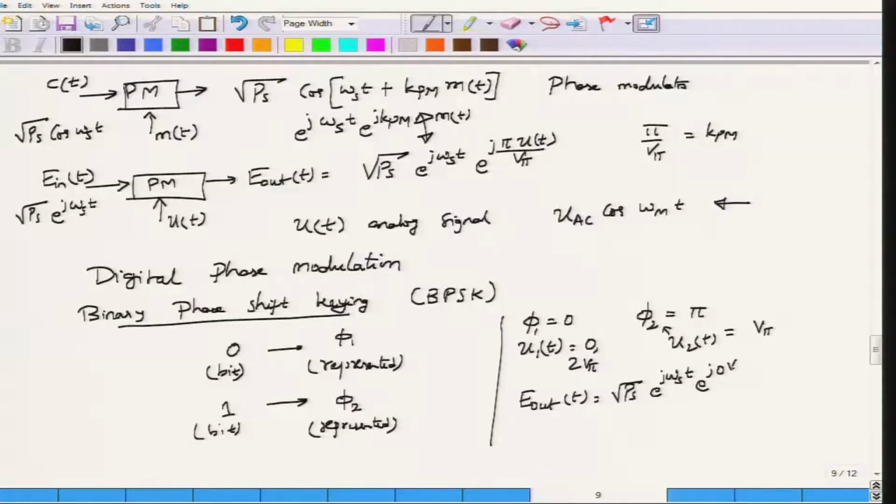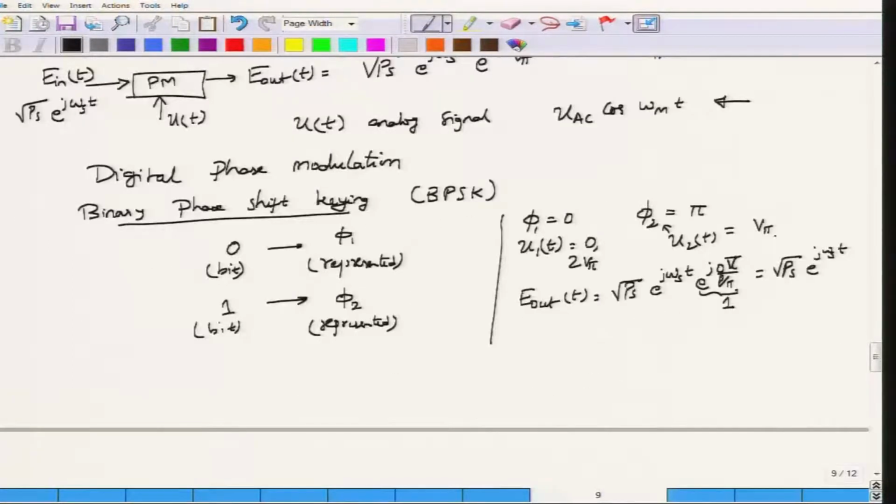So, the term 0 into pi divided by v pi is nothing but 1, and this is equal to square root Ps e to the power j omega st. So, this is exactly what you have transmitted at the input. This E out is equal to E in with no phase difference.